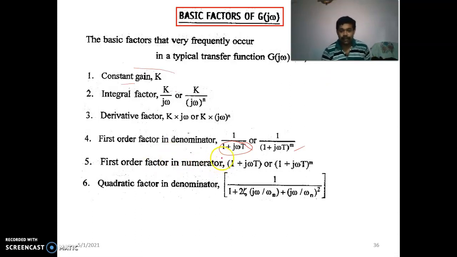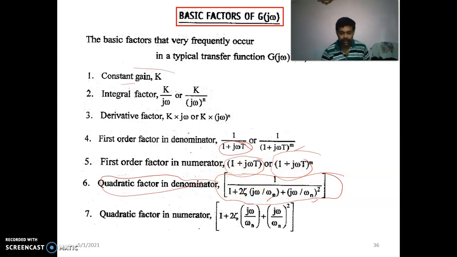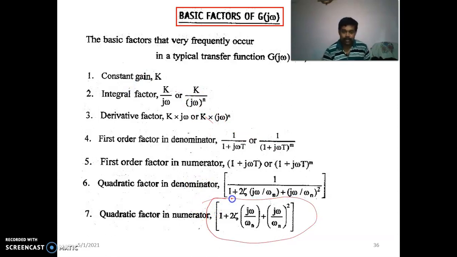Then a first order factor in the numerator, that is 1 plus j omega t or 1 plus j omega t to the power m. Next one is a quadratic factor in the denominator, that is 1 divided by 1 plus 2 zeta into j omega divided by omega n plus j omega divided by omega n the whole square. Next one is a quadratic factor in the numerator.